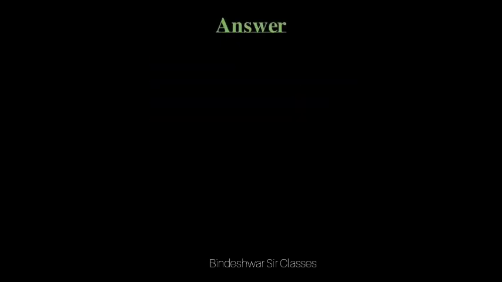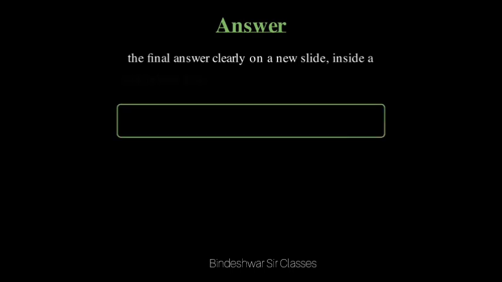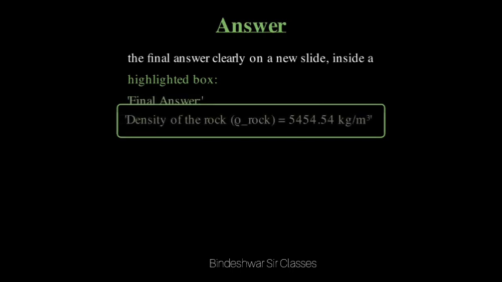For our final answer, we'll round the result to 2 decimal places. This gives us 5,454.54. It's very important to include the correct units. Since our mass was in kilograms and we calculated volume in cubic meters, the density is in kilograms per cubic meter. So, the final answer is, the density of the rock is 5,454.54 kilograms per cubic meter.